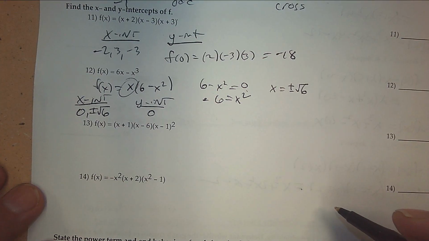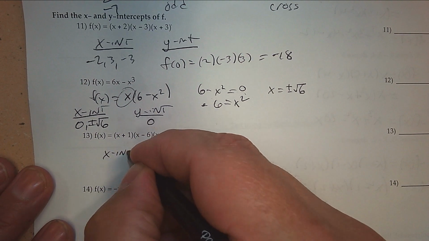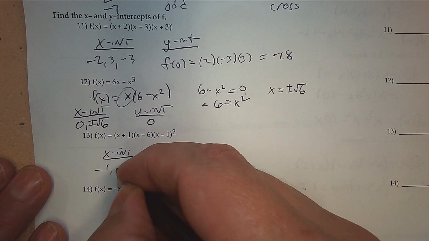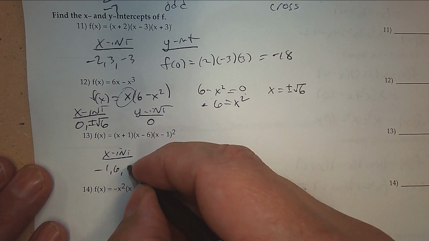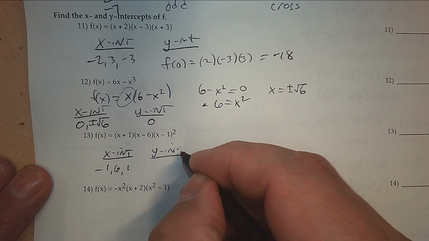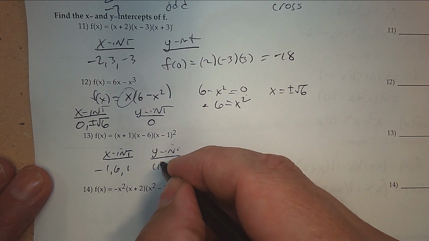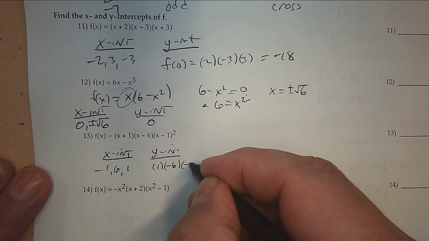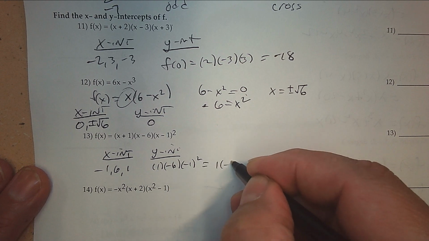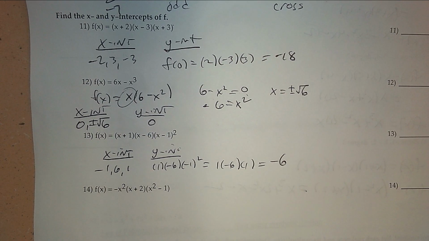13. It's factored, so the x-intercepts are easy to find. So it's -1, +6, and +1. The y-intercept, plug in 0 for x, and you end up with 1, -6, and -1 squared. So be careful. And the answer, if you're careful, is -6.